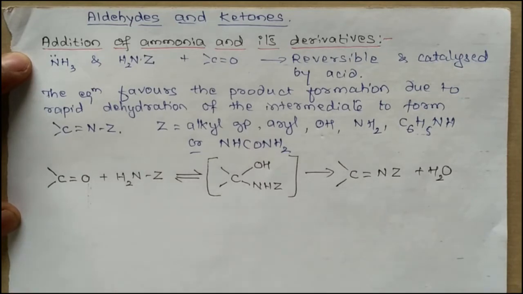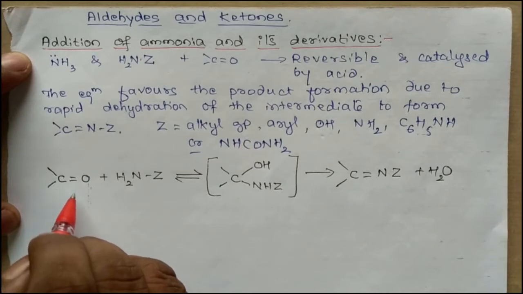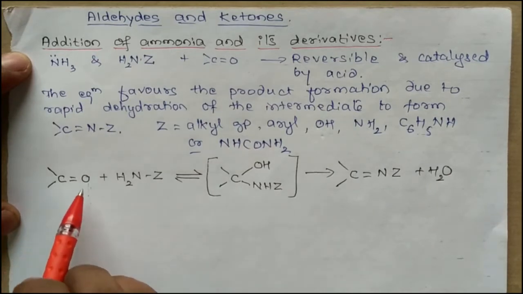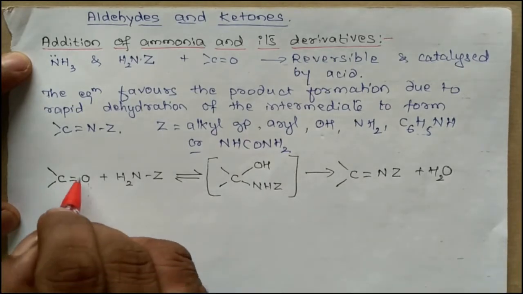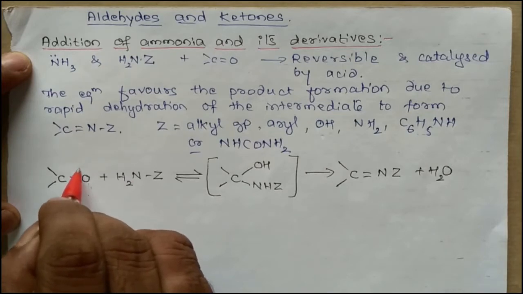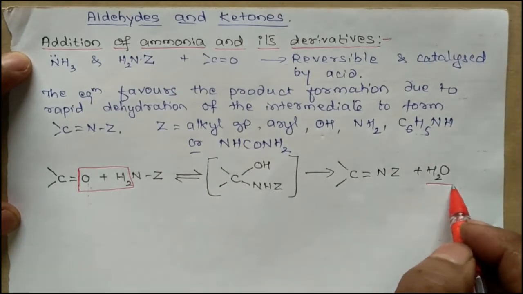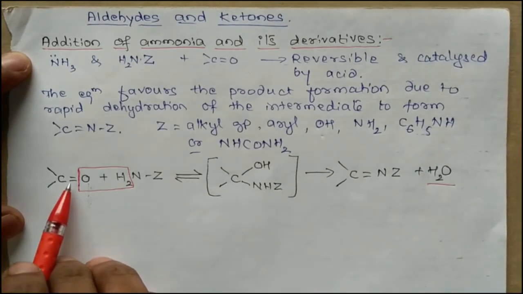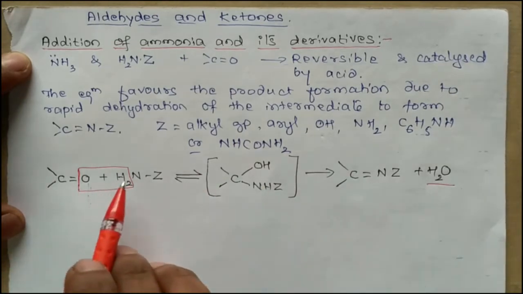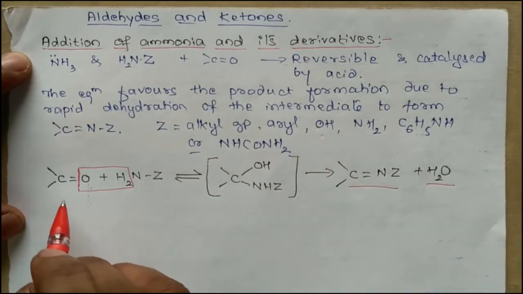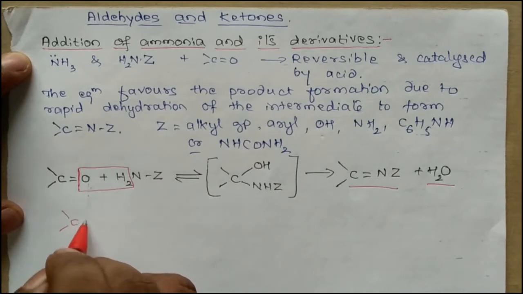Generally, we can write this reaction for any aldehyde or ketone. The reaction takes place between the oxygen atom of the carbonyl group and the hydrogen of the derivative of ammonia. A molecule is eliminated, this is your H2O. Then link this carbon to the nitrogen through a double bond. So here C double bond NZ. This is the simple mechanism.